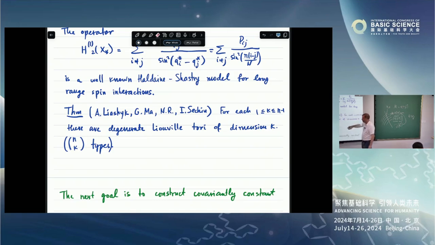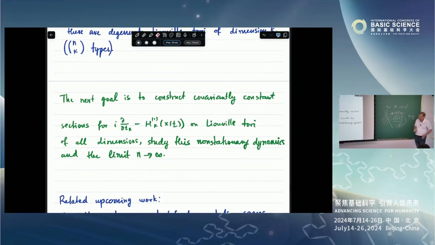Well, it turns out that there are n choose k types of degenerate Liouville tori of dimension k, and over each of these tori there is this hybrid dynamics, and then the next goal in terms of studying dynamical systems is to construct the eigenfunctions of these differential operators on Liouville tori of all dimensions. And so one of the physically interesting questions is, say, when you fix k and consider the long spin chain, n goes to infinity. So that's the future.